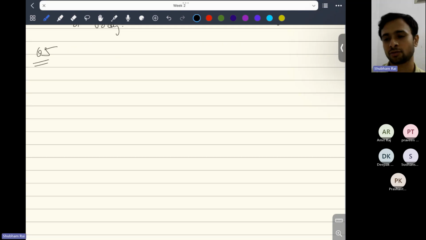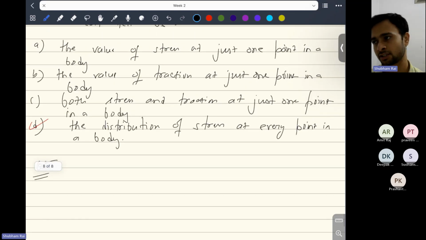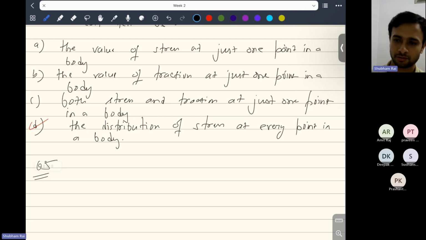To find traction, once you have stress at a particular point, you can find traction if you know on which plane you want to find it and the direction of that plane normal. So traction will be equal to sigma times, I mean the stress tensor at that particular point times the plane normal vector. That will give you the traction vector at that plane.